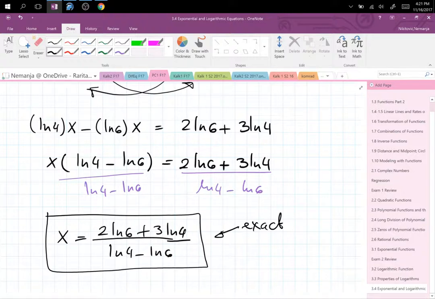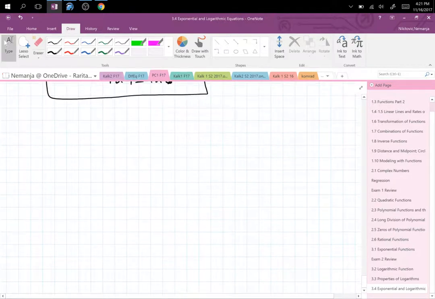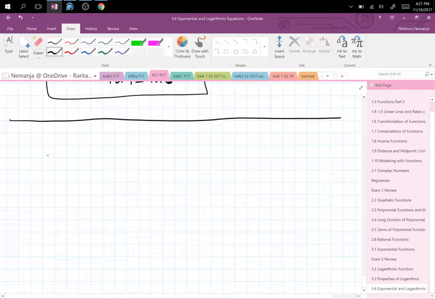Actually, why don't you try one of these interesting problems? How about 3 to the 2x minus 1 is equal to 4 to the x plus 5.